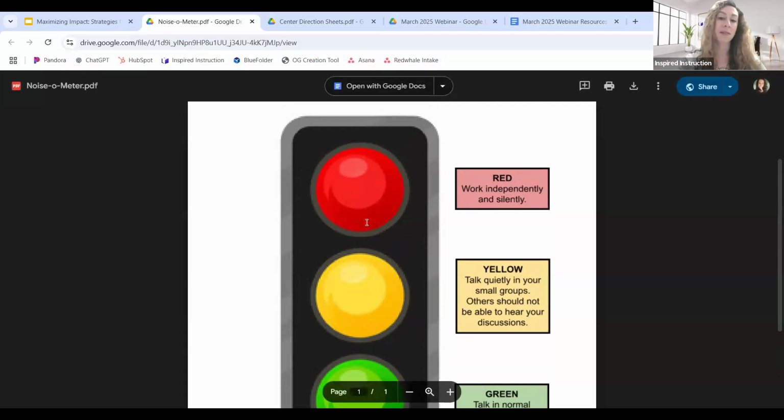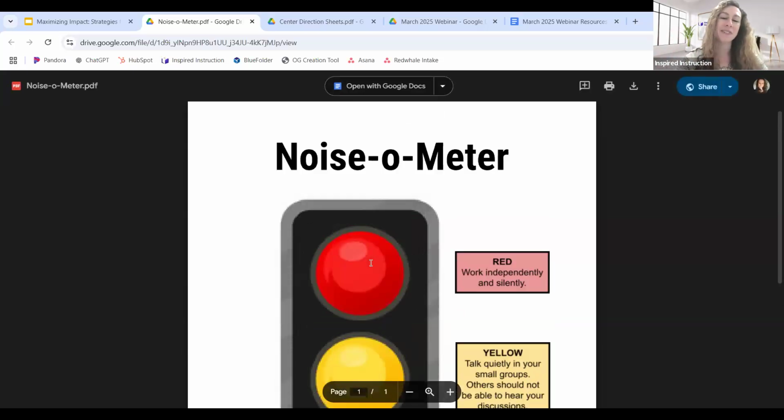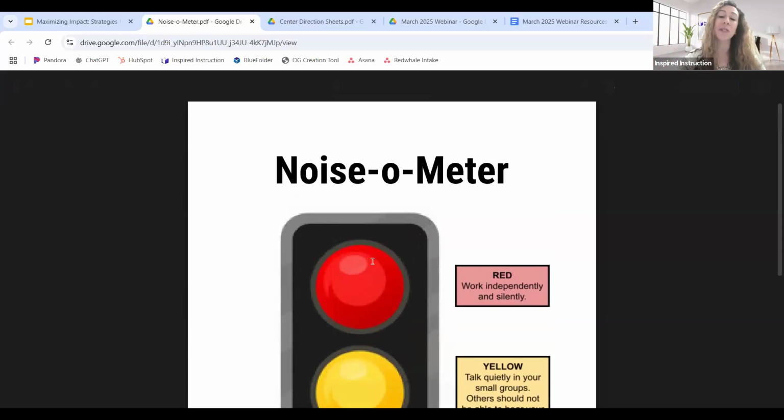So this can be used in many different capacities. When students are working on projects together or doing a turn and talk, you can intentionally say, okay, I'm moving this noisometer from red to yellow. You'll go ahead and talk quietly with a partner, and then you can move it back to red when the teacher's talking or what have you. But in this case, for small group instruction, it works really nicely because you can assign each group its own noise level. And in some cases, groups might be asked to work at a red level where they are working independently on the same activity, but separate from each other. And that's okay.